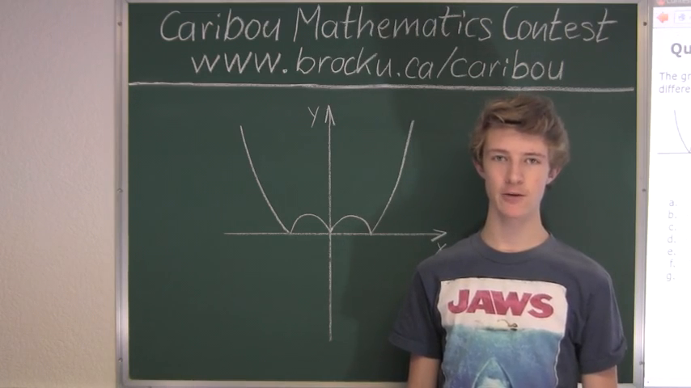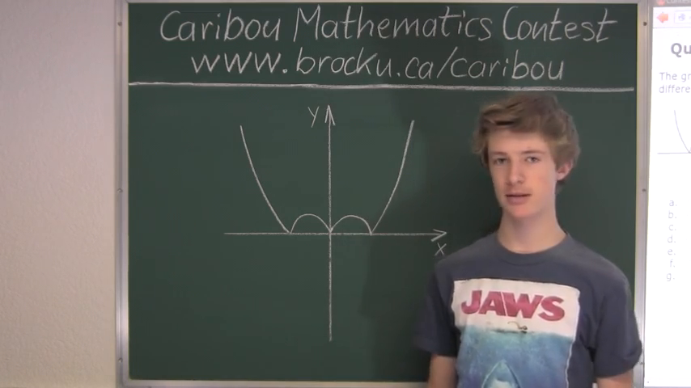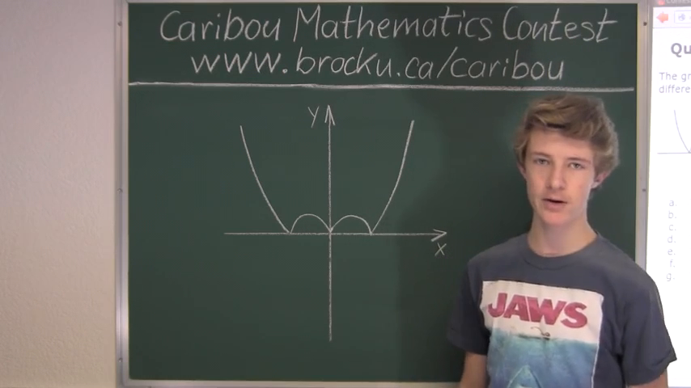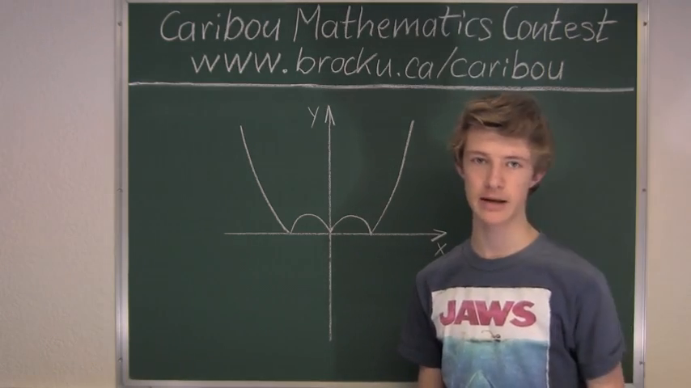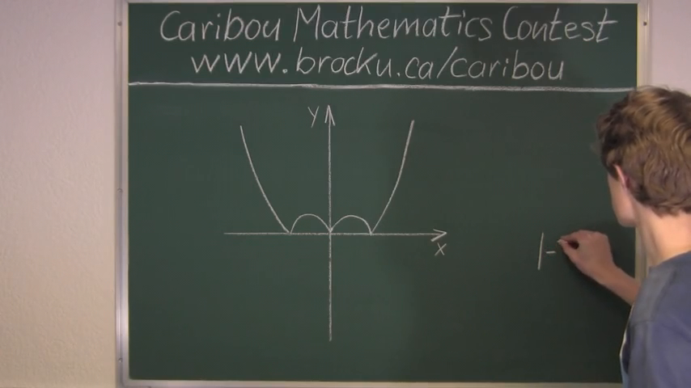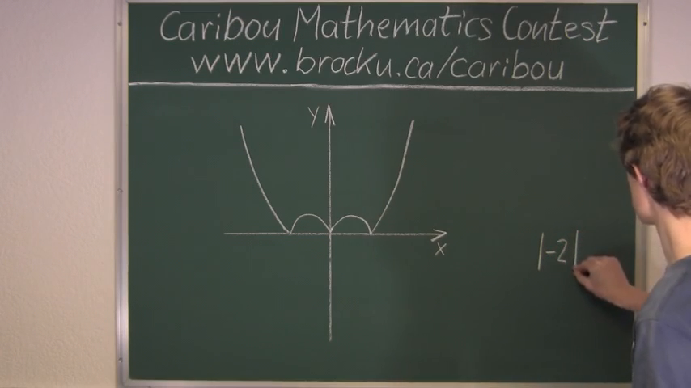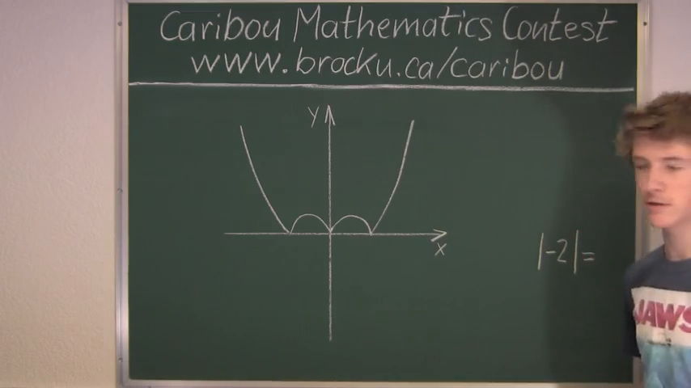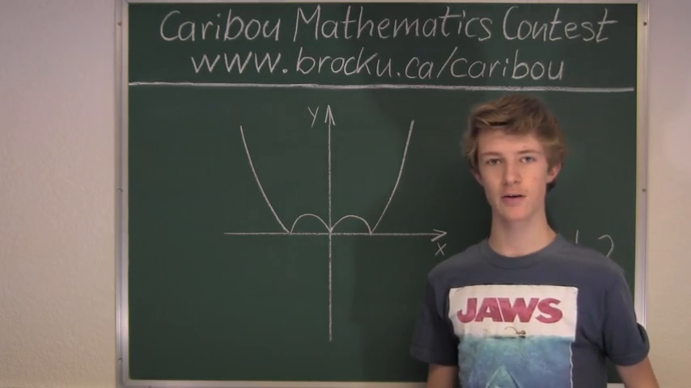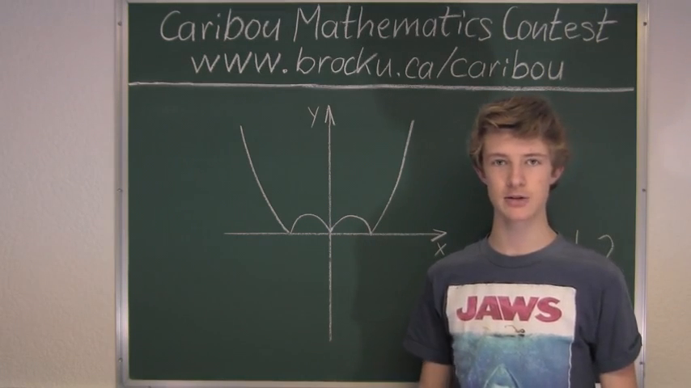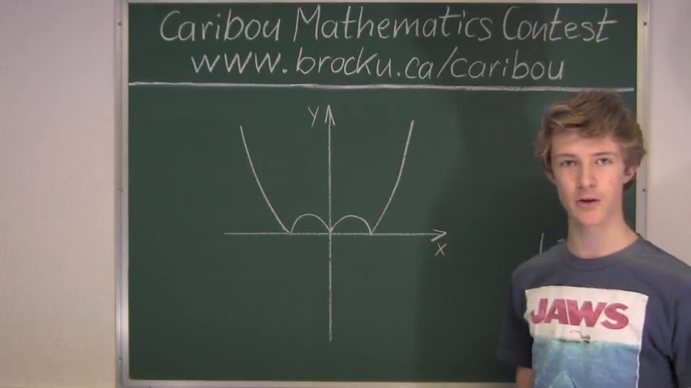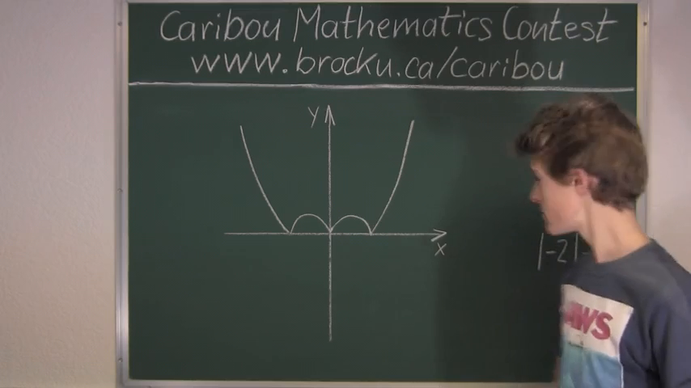So the absolute value for a negative number is just the negative number multiplied by -1 to make it positive. So for example, the absolute value of -2 would be 2. And the absolute value for 0 or any positive number is just the exact same number written again. So for example, the absolute value of 2 is just 2.